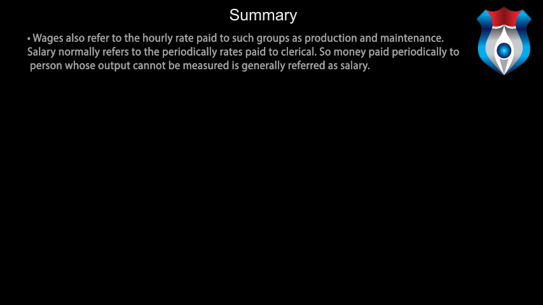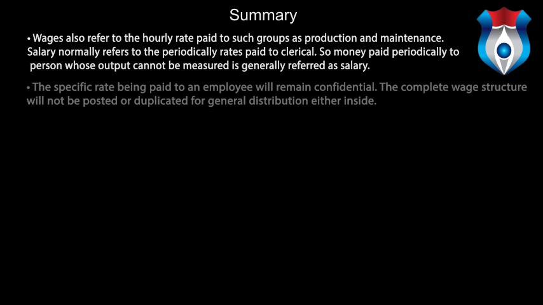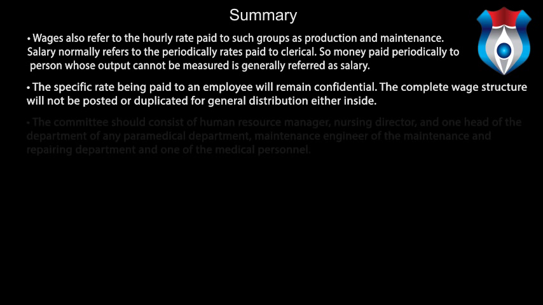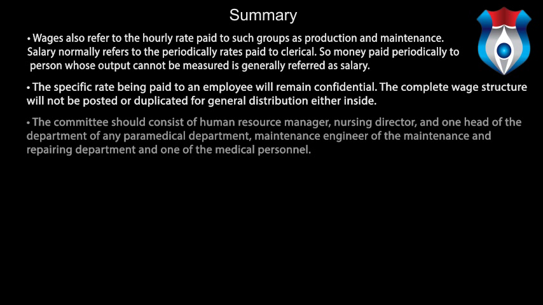Now, in the end, let us summarize what we have learned in this lecture. Wages refer to the hourly rate paid to such groups as production and maintenance. Salary normally refers to the periodic rates paid to clerical staff. So, money paid periodically to a person whose output cannot be measured is generally referred to as salary. The specific rate being paid to an employee will remain confidential. The complete wage structure will not be posted or duplicated for general distribution either inside or outside.